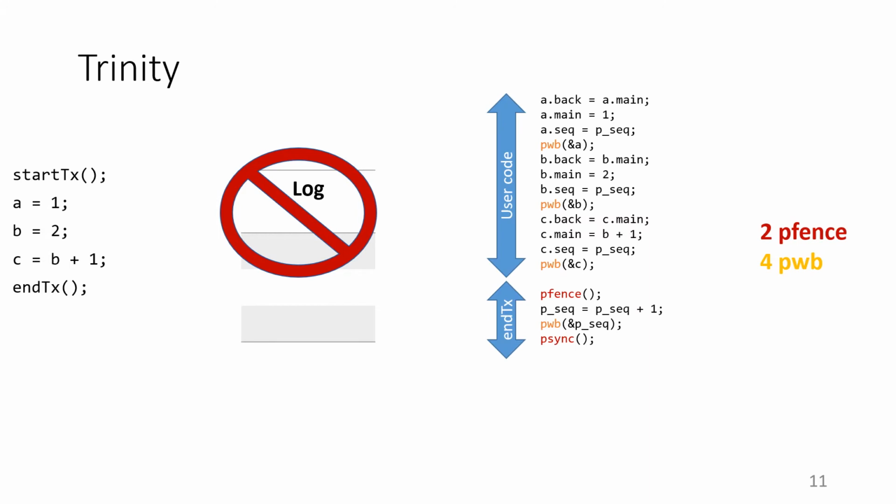At the end of the transaction, we issue one p-fence to guarantee all previous stores have been made, and then we increment the global sequence, we flush that, and we do the p-sync for the final commit to guarantee all data has reached durable consistency. This means 2 p-fences and 4 flushes in total for this example, and there is no log, neither in volatile memory nor in persistent memory.